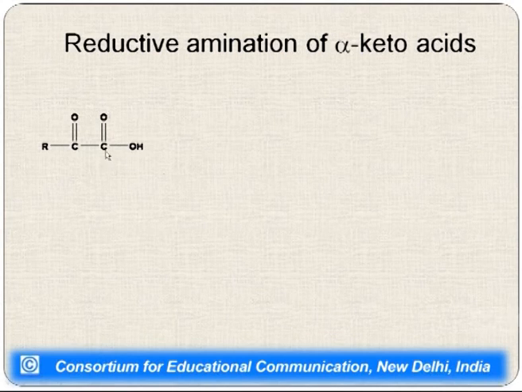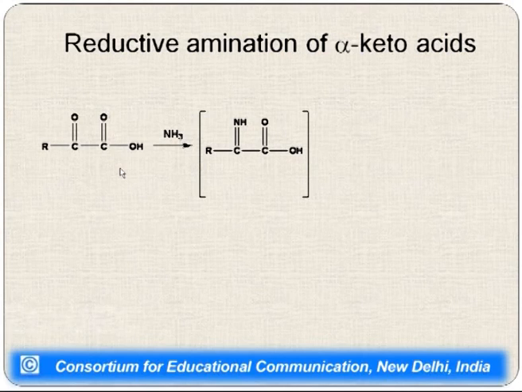Alpha keto acid has a carboxylic acid carbon, and the next carbon has a C double bond O group, the carbonyl group. So we have R as a substituent, as a generalized alpha keto acid. What do we do with this? We react this molecule with the reactant ammonia.